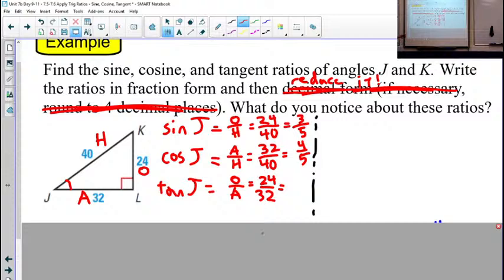Which equals 24 over 32. Those are both divisible by 8. 3 on top, 4 on the bottom. 3 over 4.